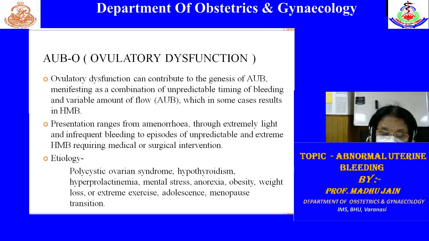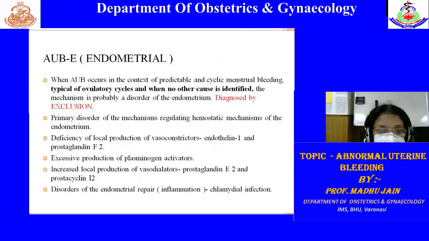So the patient has to be investigated under the following headings. Then comes the endometrium. Endometrial cause means the bleeding is typical of ovulatory cycles and no other cause has been identified. The mechanism is probably a disorder of the endometrium. So it is a diagnosis of exclusion. The most common mechanism, you can see, is that all the factors which regulate hemostasis might be disturbed, like a deficiency of the local production of the vasoconstrictors, endothelin 1 and prostaglandin F2 alpha.